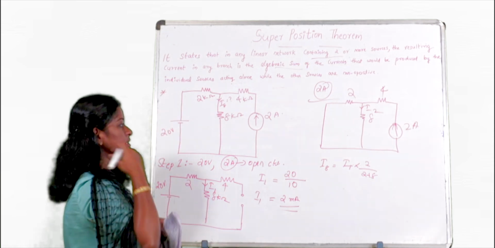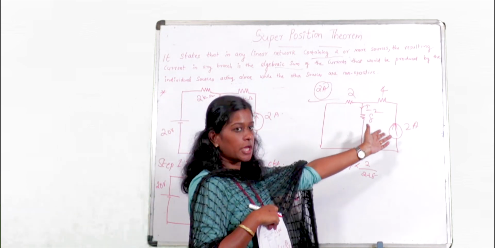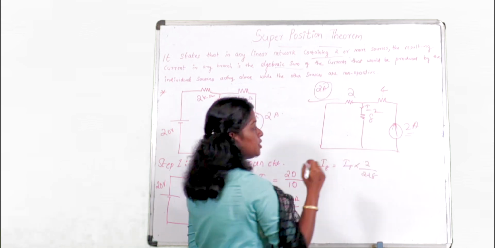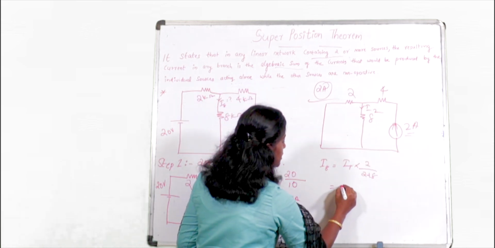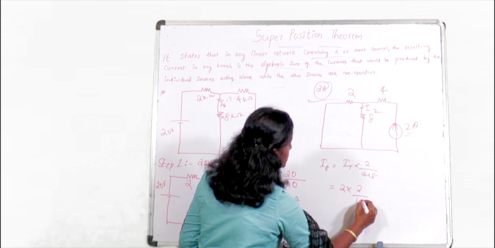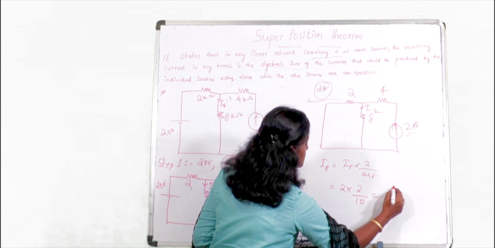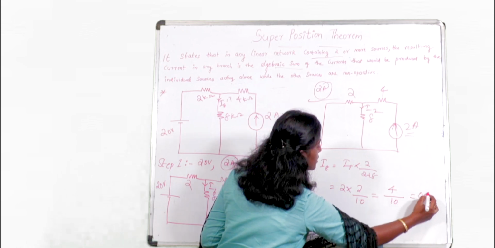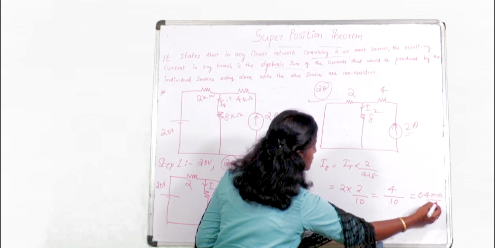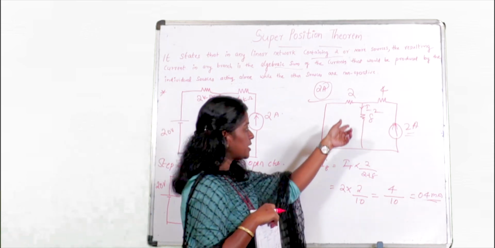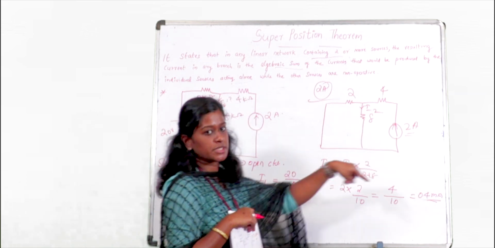Here the current source is itself given, so the total current of the circuit will be 2 ampere itself. So I can write 2 into 2 divided by 10, so 4 by 10. Here you will get 0.4 milliampere. So 0.4 milliampere is the current flowing through 8 kilo ohm when your 2 ampere source is acting.